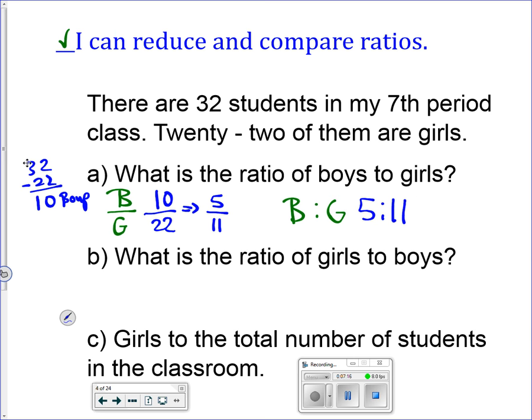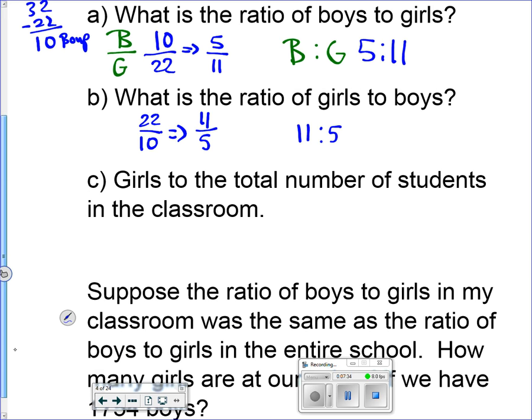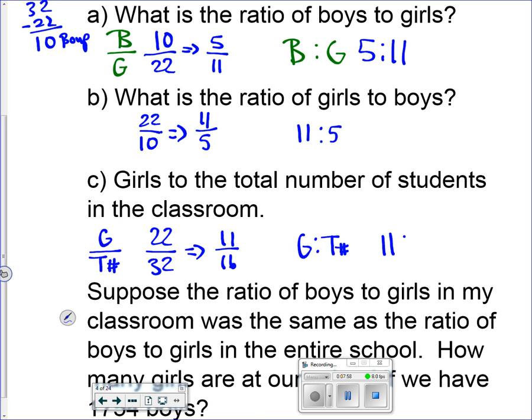Not so much here. What is the ratio of girls to boys? Well, that's just asking me to flip the numbers, which we'll just write as 11/5. And in this case, the order is going to be this way. Girls to the total number of students in class. Okay, so we take the girls over the total number. We'll just write that ratio. There's 22 girls and 32 kids total in the class. Let's reduce that ratio and make it 11/16. Written in this form allows me to write it as 11/16.